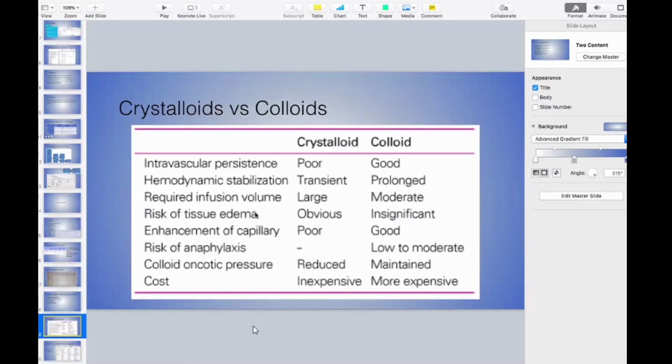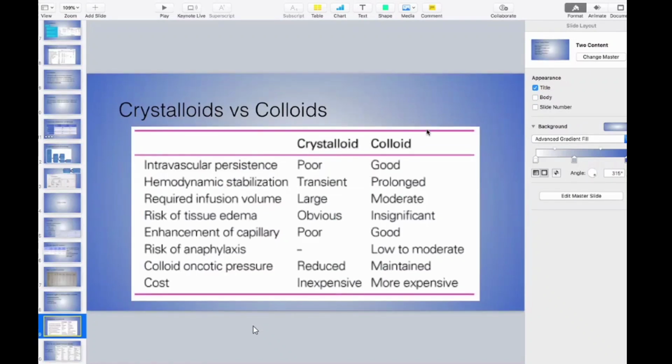Now these are some differences between the crystalloid and the colloid. Intravascular, that is how long the fluid stays, crystalloid versus colloid. Colloid remains in the intravascular compartment for a longer duration, so the hemodynamic effect is longer. And how much volume is required to maintain the intravascular volume: with colloid, maybe around 100 ml. But if you are using crystalloid, you might need a large volume to maintain the intravascular volume.